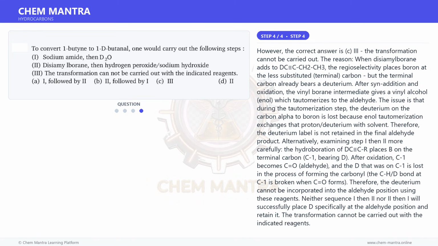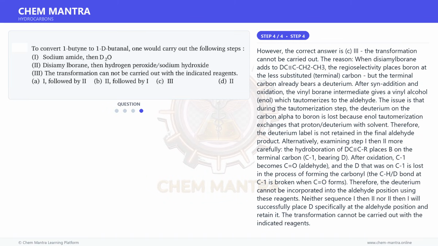Neither sequence 1 then 2 nor 2 then 1 will successfully place D specifically at the aldehyde position and retain it. The transformation cannot be carried out with the indicated reagents. Option A, 1 then 2, fails because the deuterium placed on the terminal alkyne carbon is lost when that carbon is oxidized to the aldehyde carbonyl.